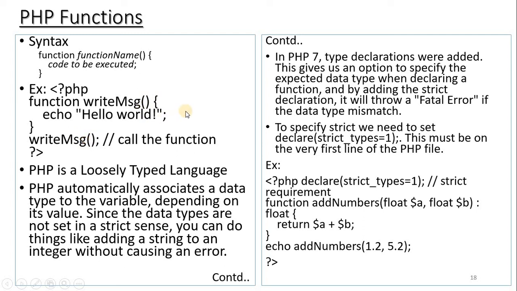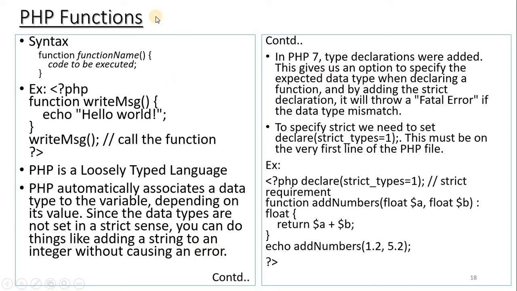Okay, so PHP automatically associates a data type to a variable depending upon its value. So I said here $x is equal to 1 means what? 1 is an integer data type, 1 is an integer, so x will be an integer data type. So that is the meaning of this. It associates a data type to a variable depending upon its value. So since the data types are not set in a strict sense, you can do things like adding a string to an integer without causing an error.